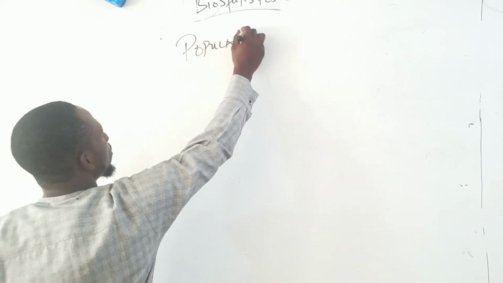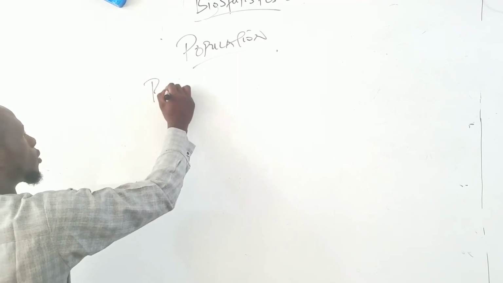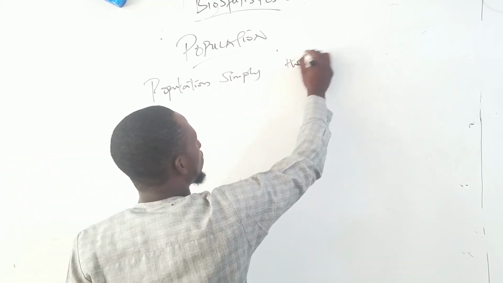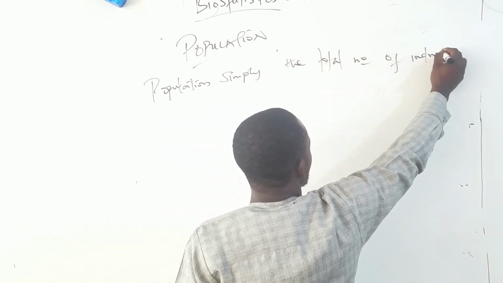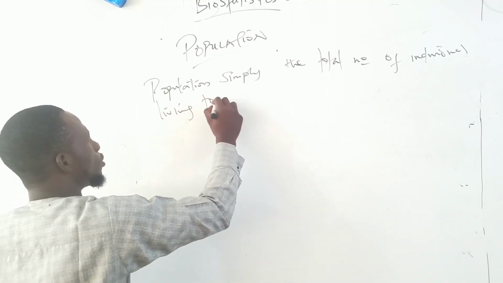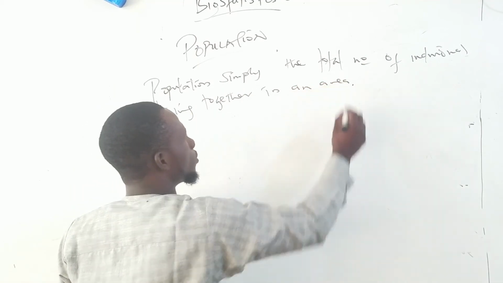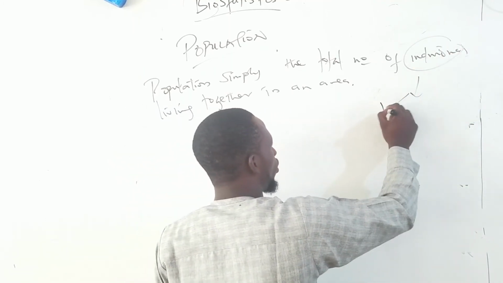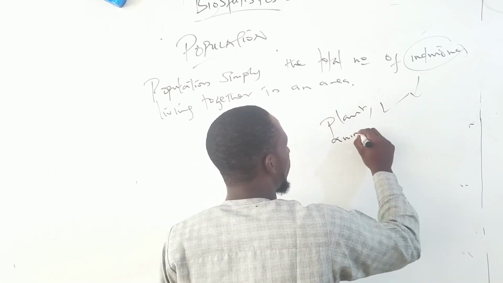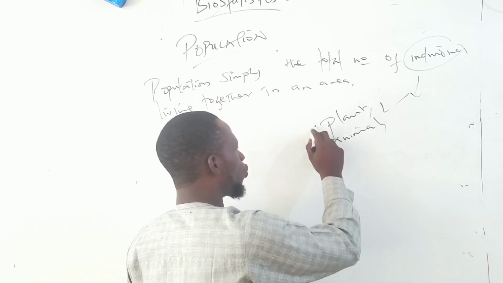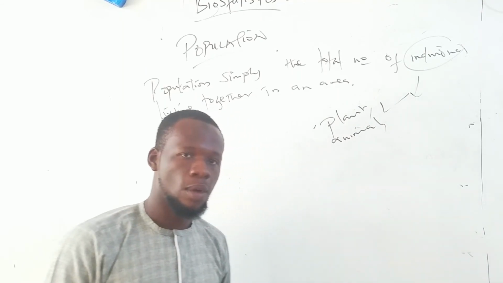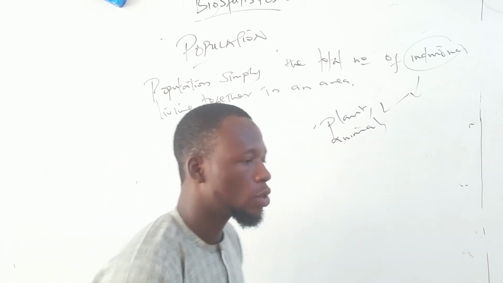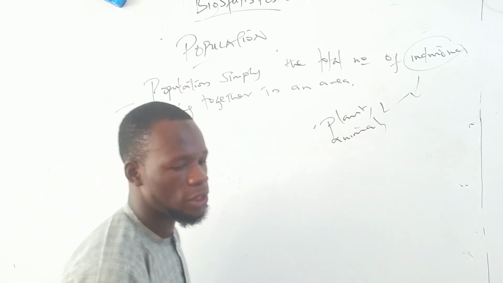Population simply means the total number of individuals living together in an area. This individual is not specific to human beings, because our population can be on plants, it can be animals. So we are not being specific about this individual, any organism at all. But you should know that the total number that is living together in a particular geographical area is always called a population.